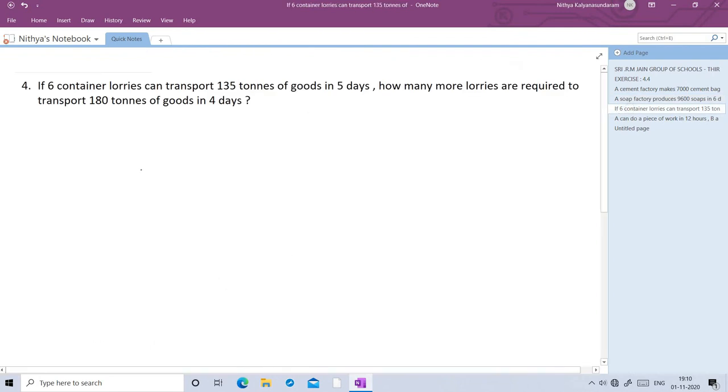Next question. If 6 container lorries can transport 135 tons of goods in 5 days, how many more lorries are required to transport 180 tons of goods in 4 days? So here container, goods and days are given. Container, goods, tons, then days.